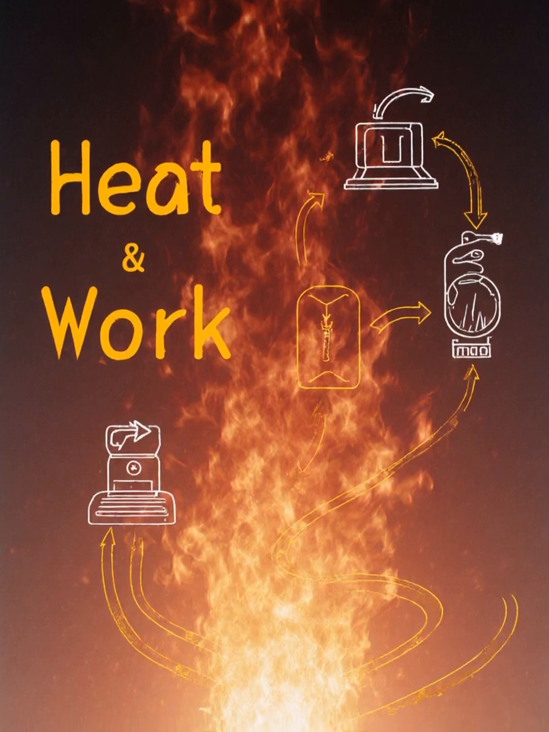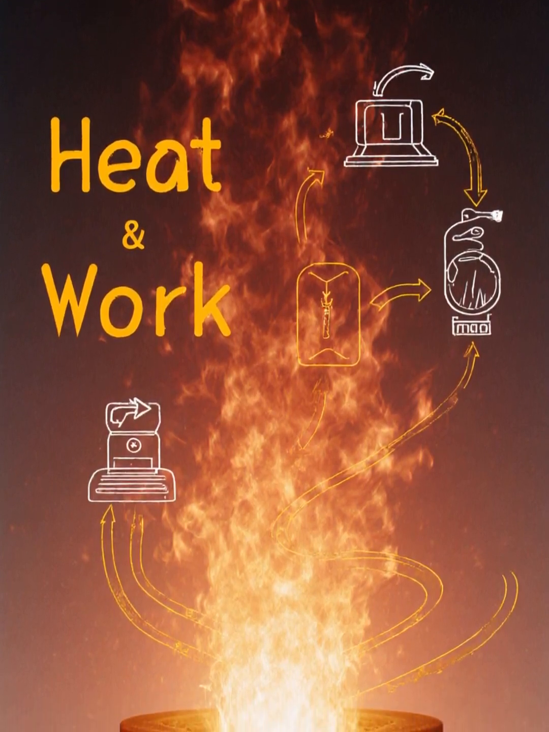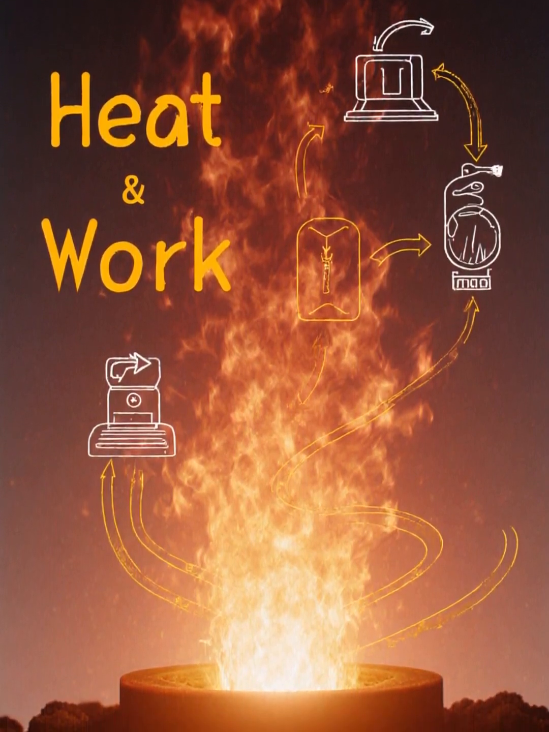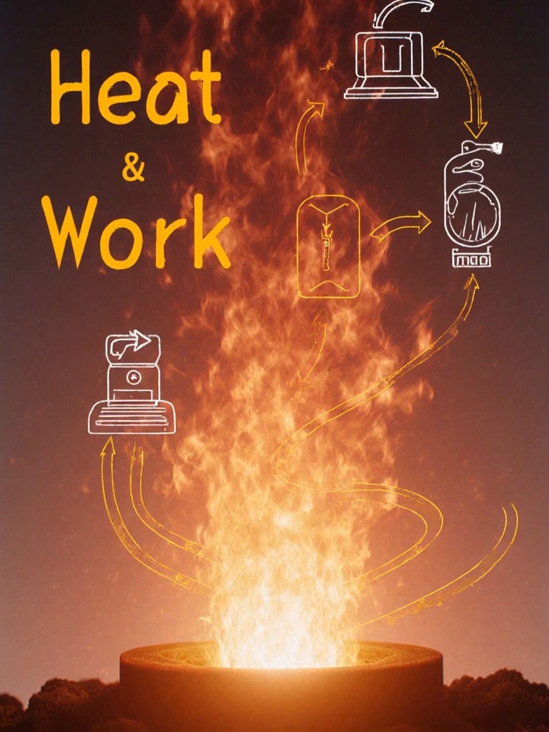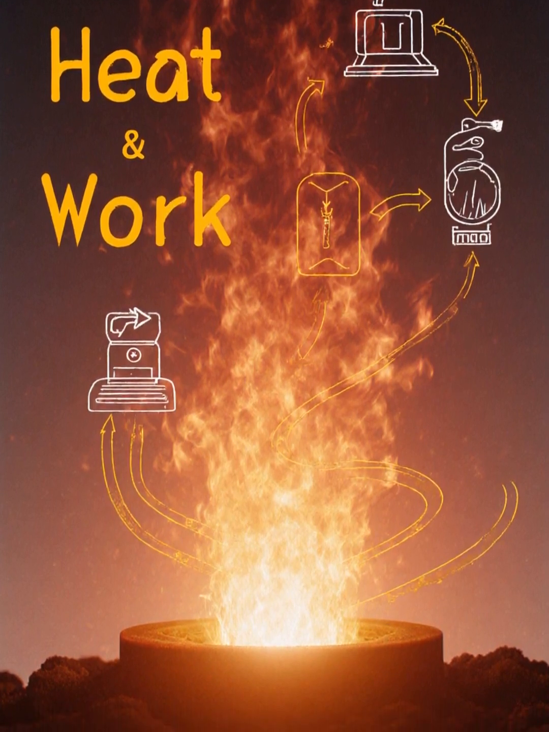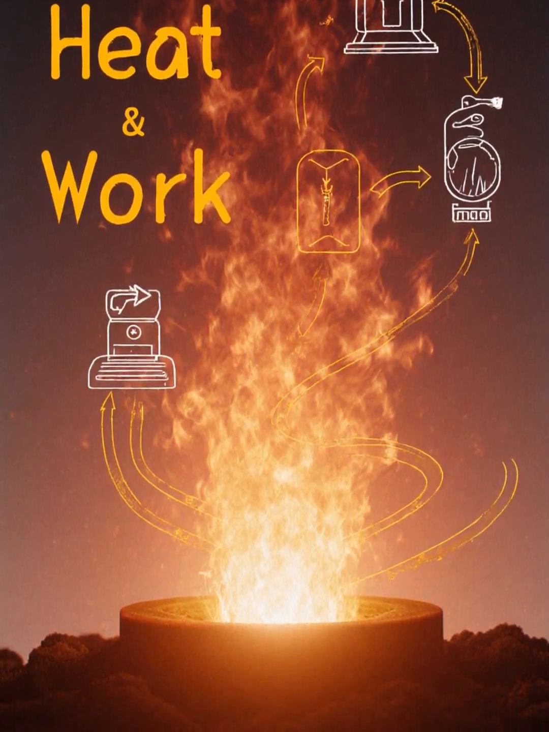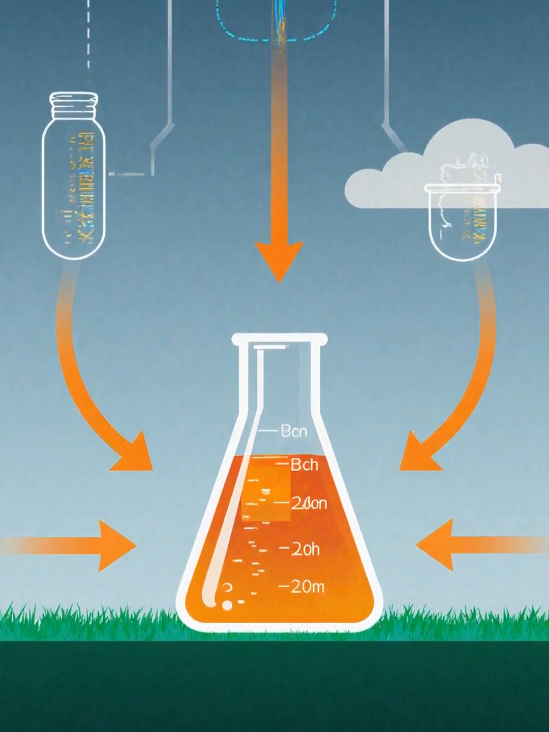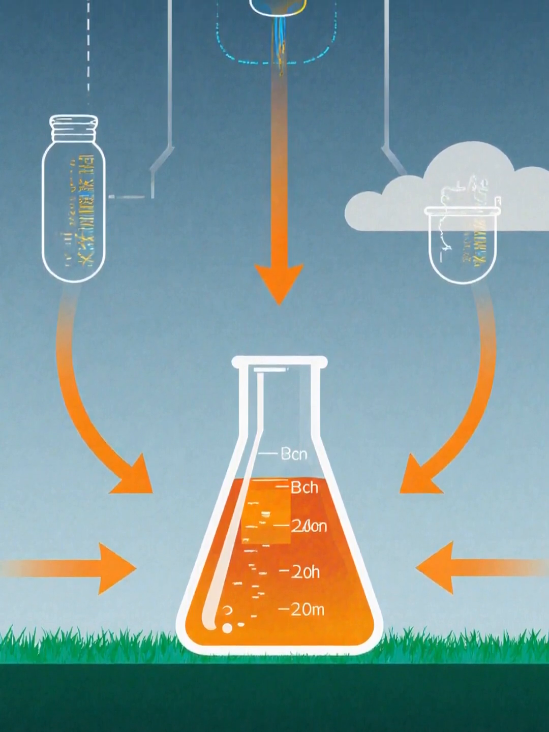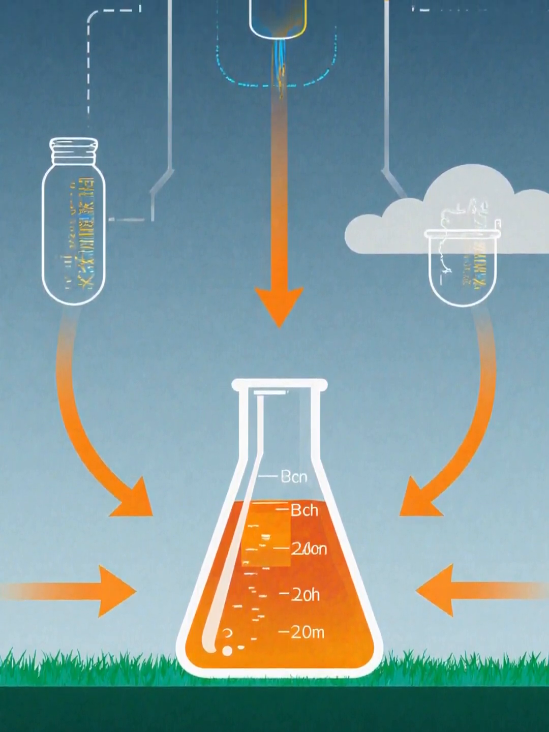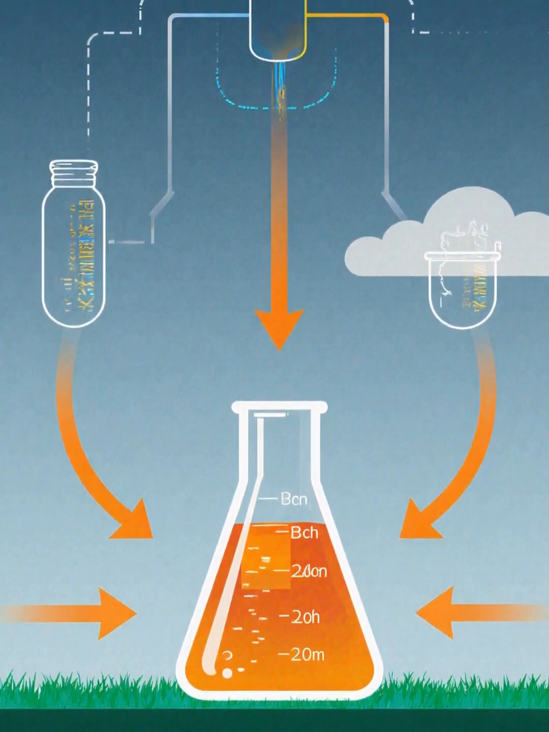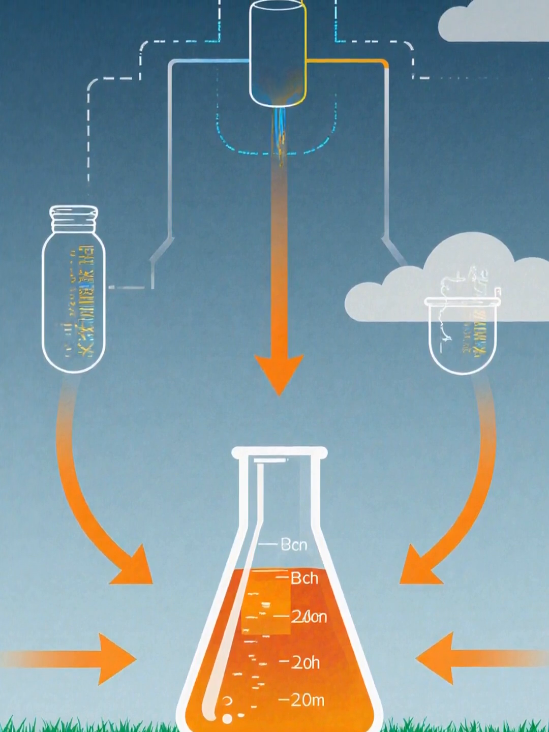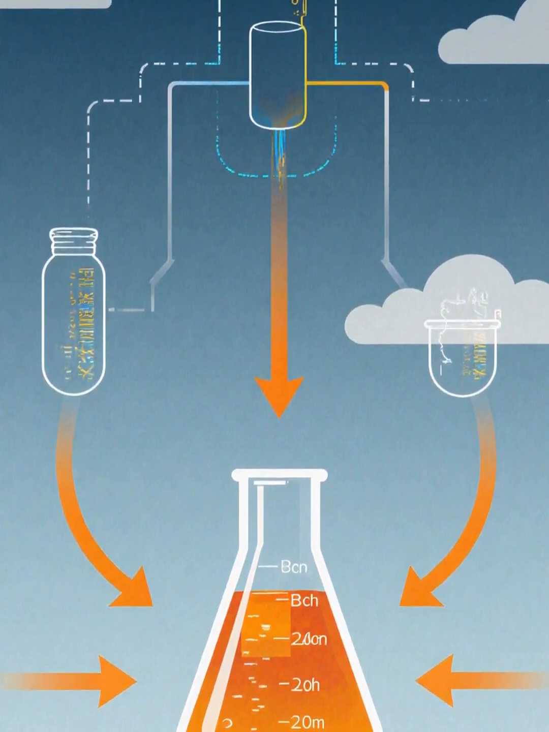Key concepts: energy, heat, and work. Thermodynamics explores how heat and work are different forms of energy transfer, and how they relate to a system's temperature and other physical properties. System and surroundings. A system is the specific part of the universe being studied, and the surroundings are everything else. Energy can be transferred between the system and its surroundings.